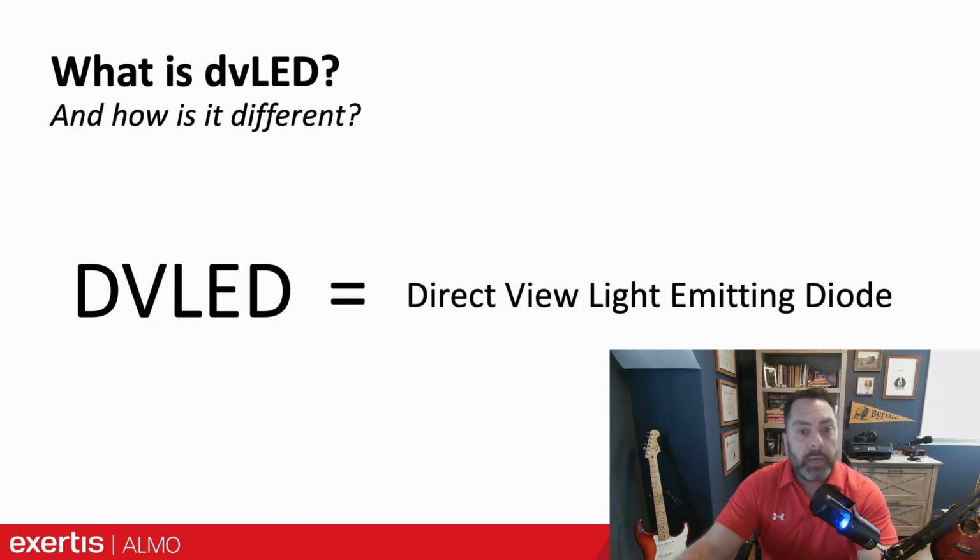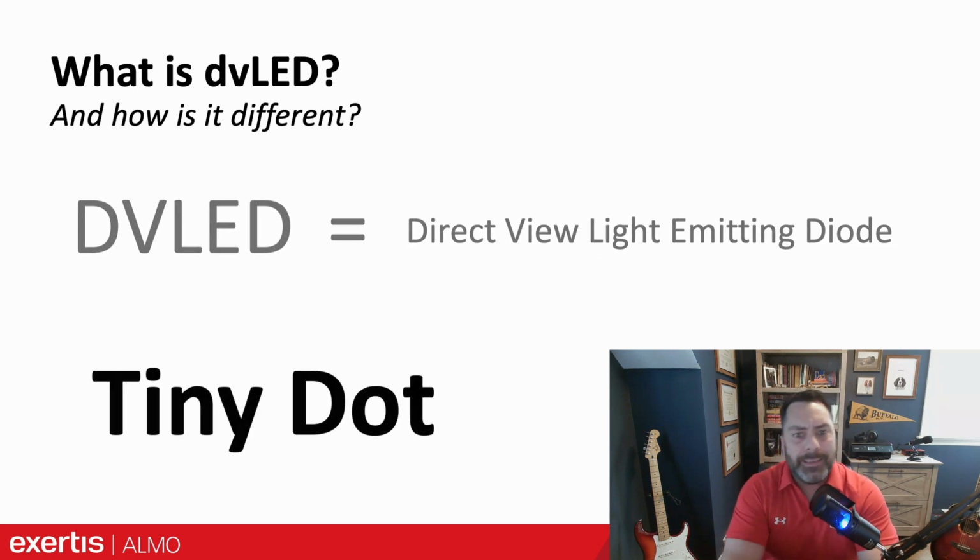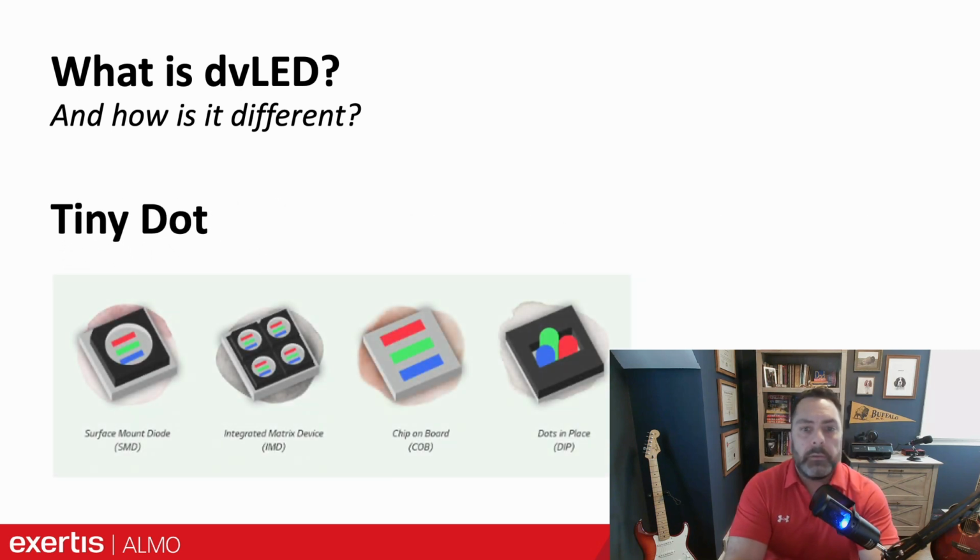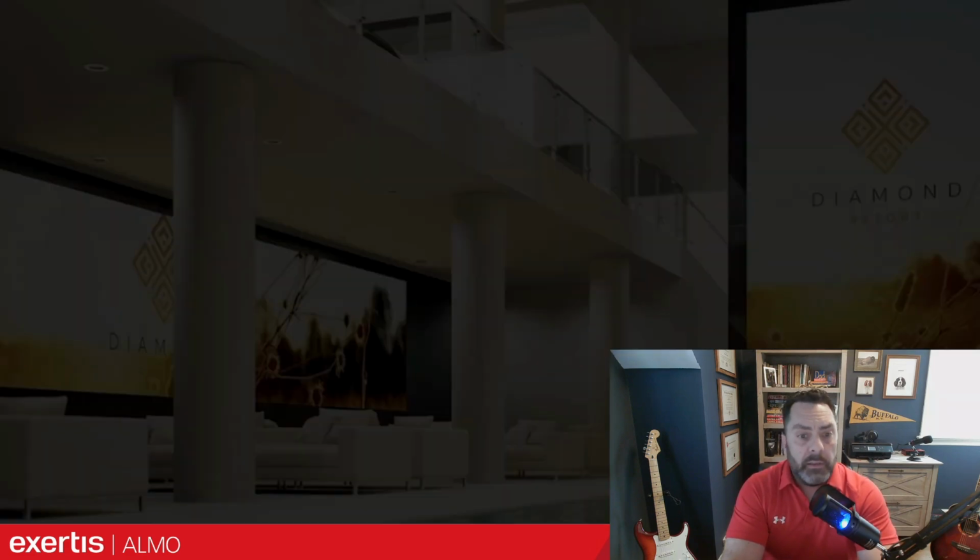DVLED stands for Direct View Light Emitting Diode. It's a mouthful. So for the purposes of this discussion, I would describe LED as a tiny dot that lights up red, green, and blue. When you put hundreds or thousands or millions of them together, they're going to make a great, big, bright, colorful image. Why is DVLED so popular now?